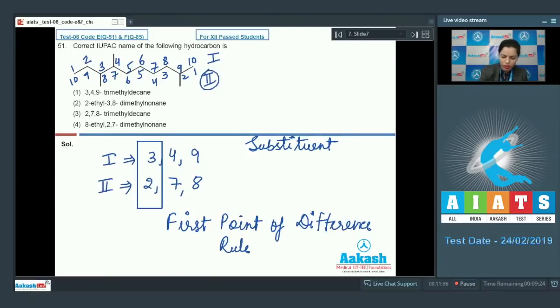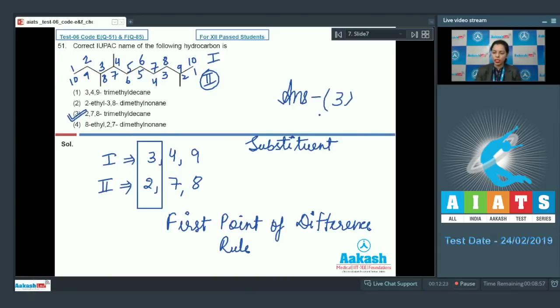This is the second way of numbering that we will prefer. On that basis, its name should be 2,7,8 because the substituents are present at 2nd, 7th and 8th position and the substituents are methyl groups. So 2,7,8-trimethyldecane should be the name. And where is this name given? This name is correctly given here in option 3. That's why I'll choose option 3 as the correct option.